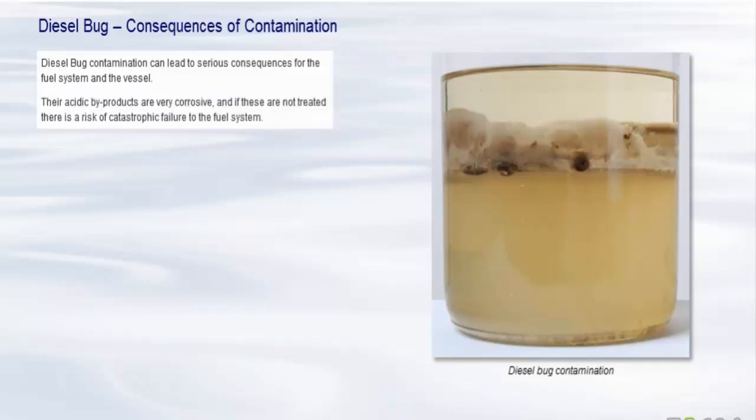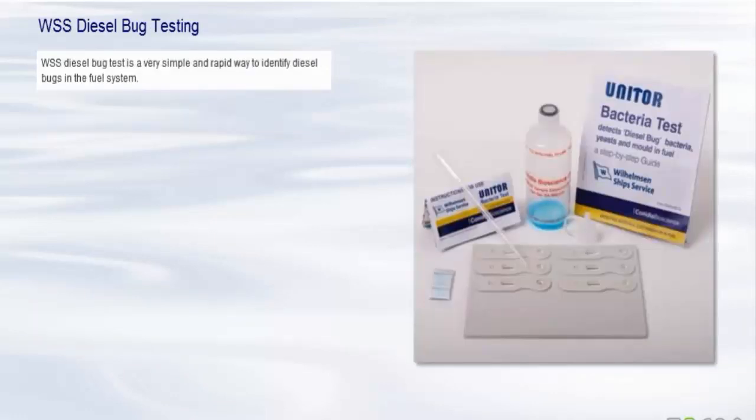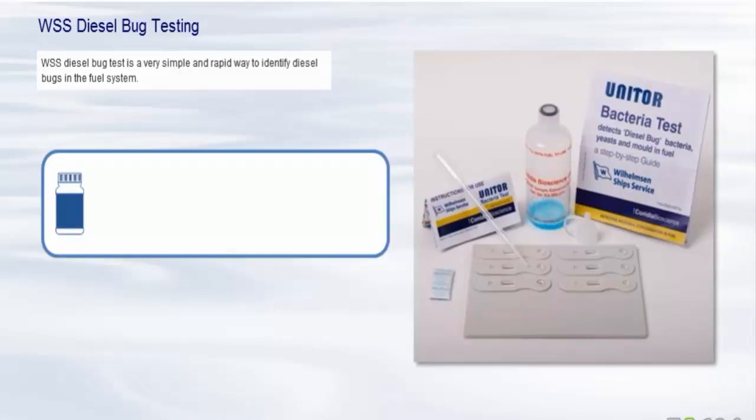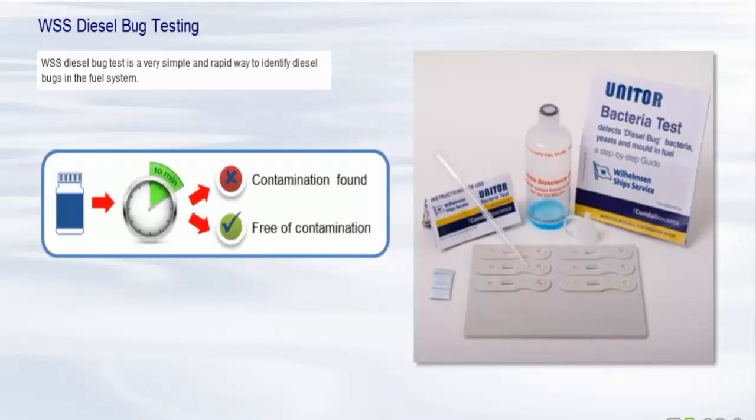Diesel bug contamination can lead to serious consequences for the fuel system and the vessel. Their acidic byproducts are very corrosive, and if these are not treated, there is a risk of catastrophic failure to the fuel system. The Wilhelmsen Ship Service diesel bug test is a very simple and rapid way to identify diesel bugs in the fuel system. After a sample has been drawn, it takes 10 minutes to do the test, and you will know if there is contamination or not. If contamination is found, swift action can be taken to minimize the consequences.